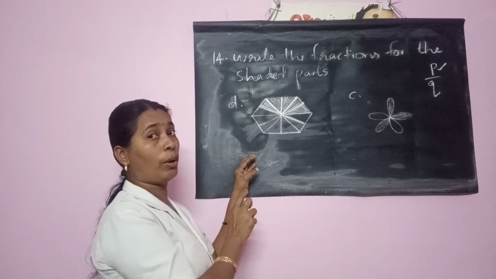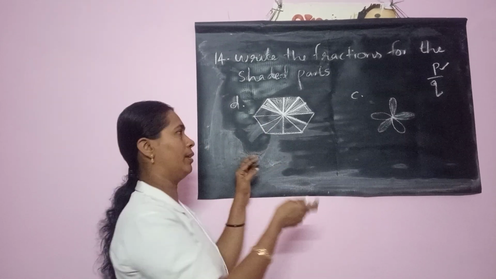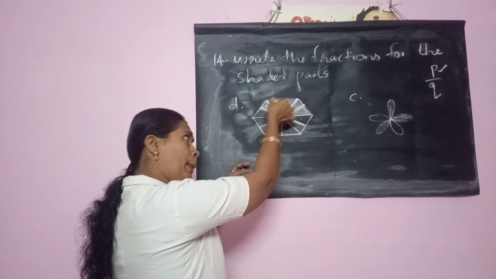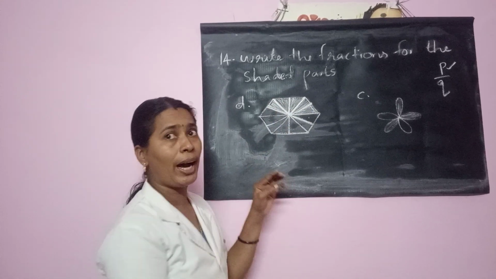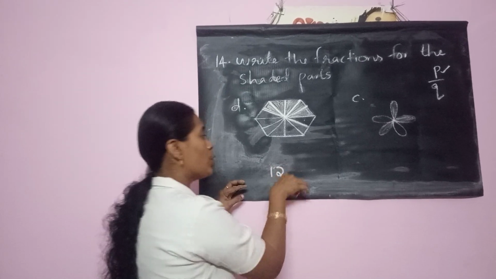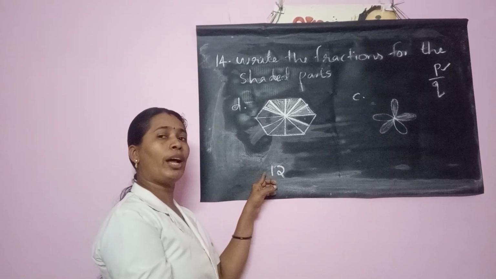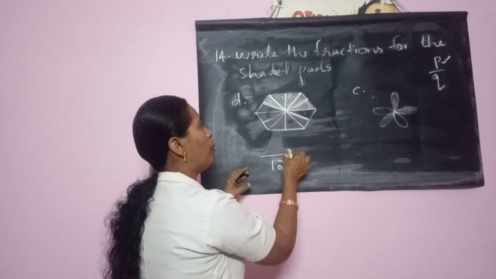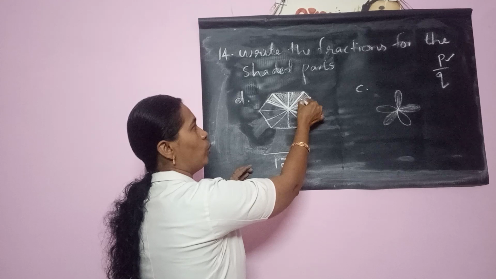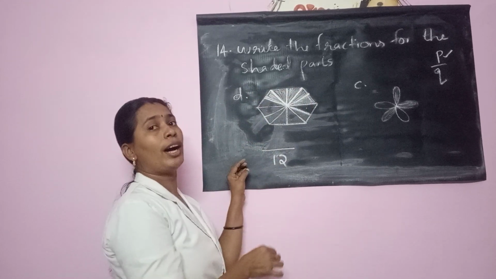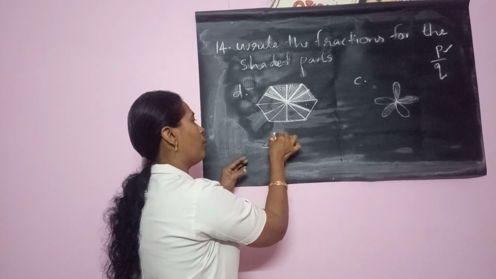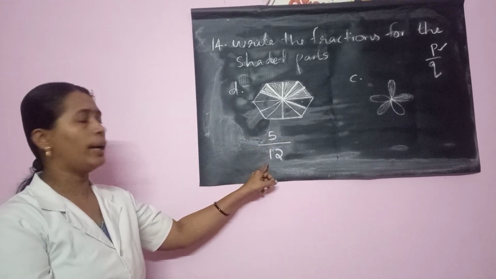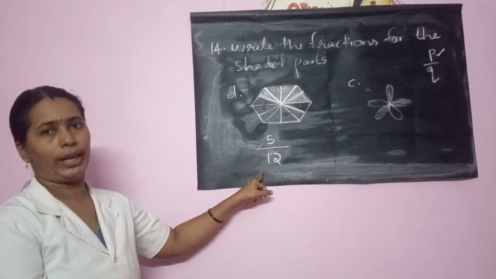So let us see this one. First what you have to count? How many pieces are there? 1, 2, 3, 4, 5, 6. Above also 6 total. 12 parts are there. Total how many parts? 12 are there. Out of 12, how many of them are colored? Shaded. How many are shaded? Count it. 1, 2, 3, 4, 5 are shaded. So what we have to write? The small number on the top and the whole number below. How much coming? 5 by 12.